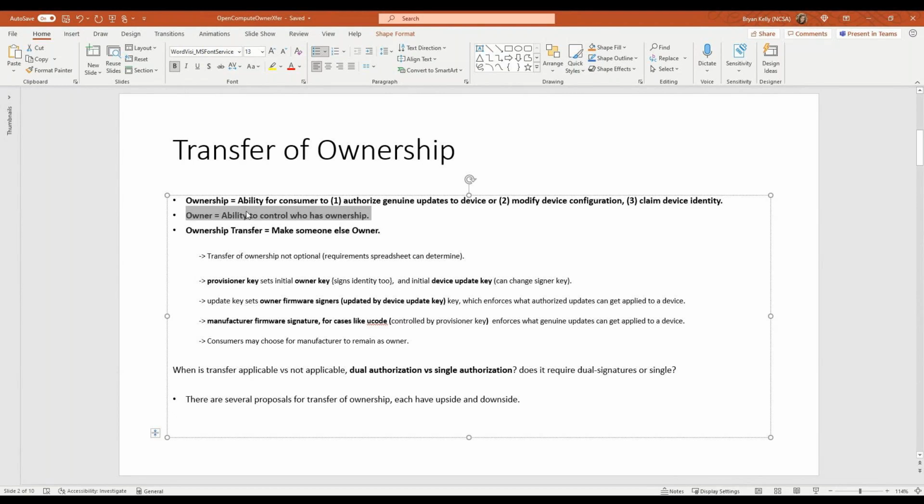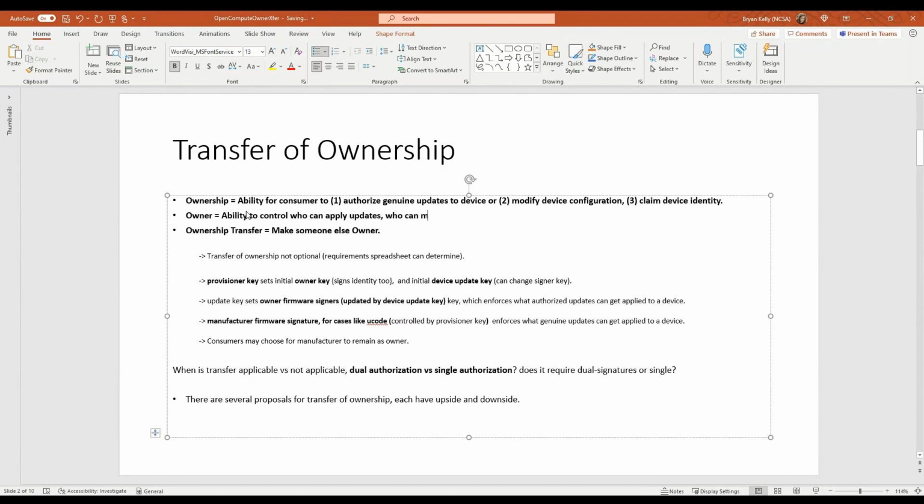So Elaine, you brought up something on the definition that I tried to capture. Is that the owner is the ability to control who has ownership? Was that right? Or who can apply updates or something? Who can apply updates? Yeah. So then is that like updates? Can they control who can make changes?